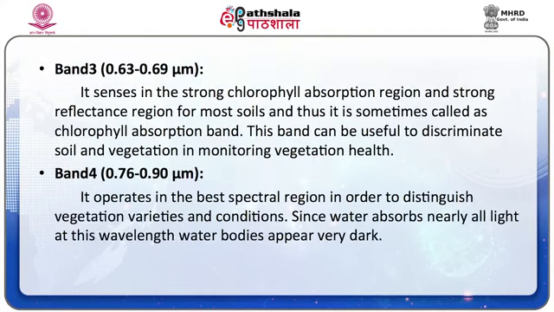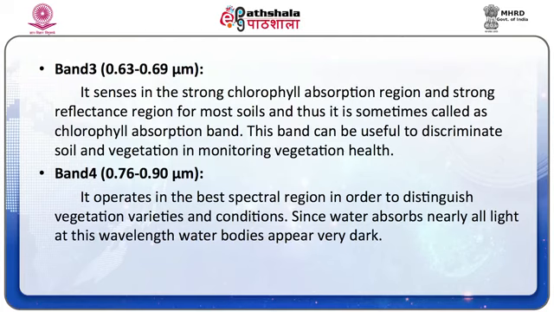Band 3, which ranges between 0.63 to 0.69 micrometers, senses in the strong chlorophyll absorption region and a strong reflectance region for most soils, and thus it is sometimes called the chlorophyll absorption band. This band can be useful to discriminate soil and vegetation and in monitoring vegetation health.